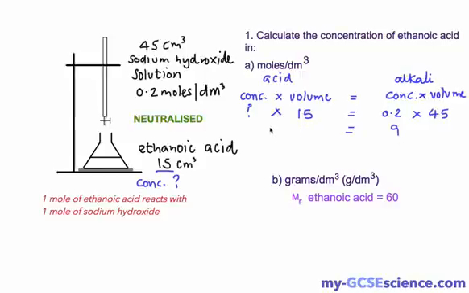So we have unknown times 15 equals 9, and if you're good at maths, you'll remember that to rearrange this, we say 9 over 15 is our unknown quantity. So 9 divided by 15 gives us an answer of 0.6. That's our concentration in moles per decimeter cubed. So we might just write that under there.